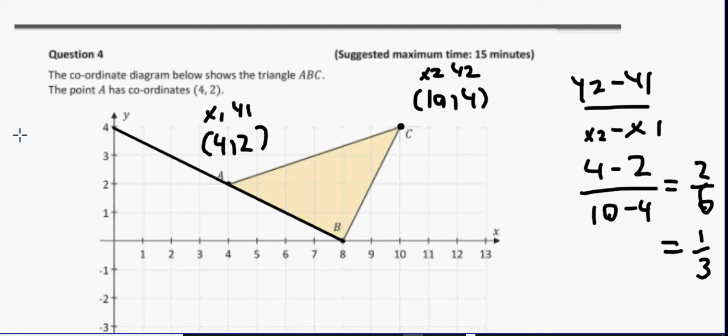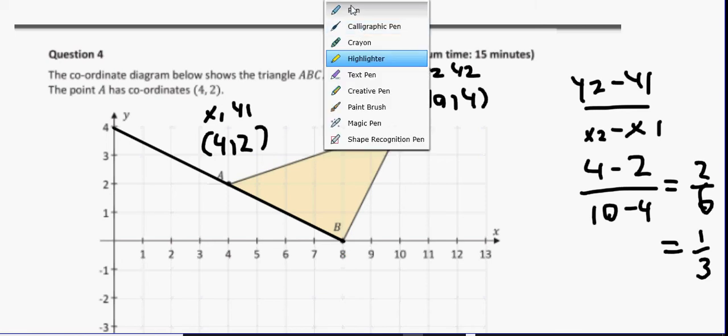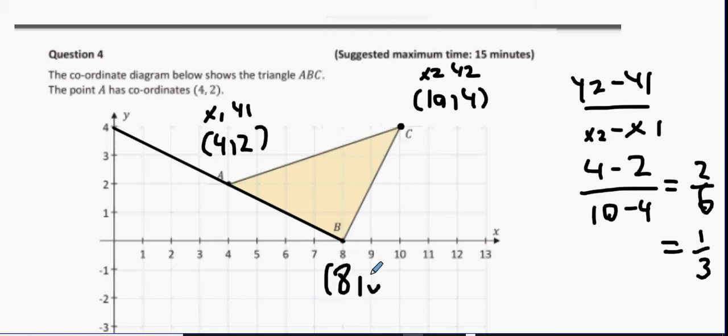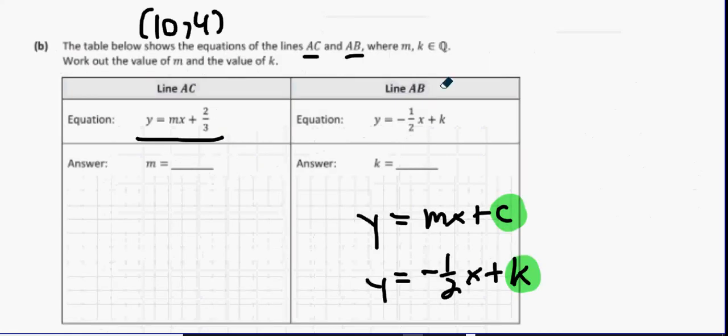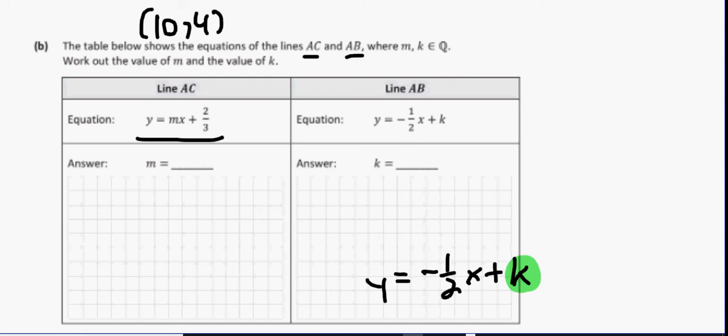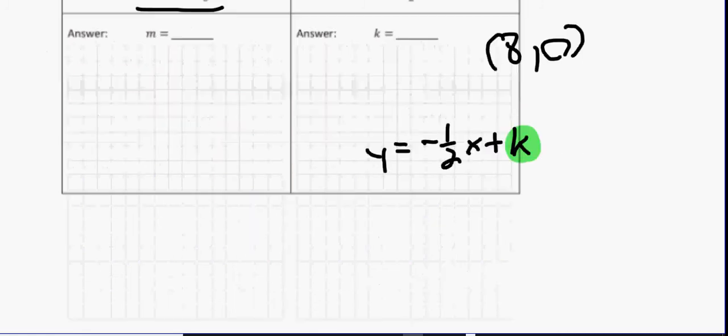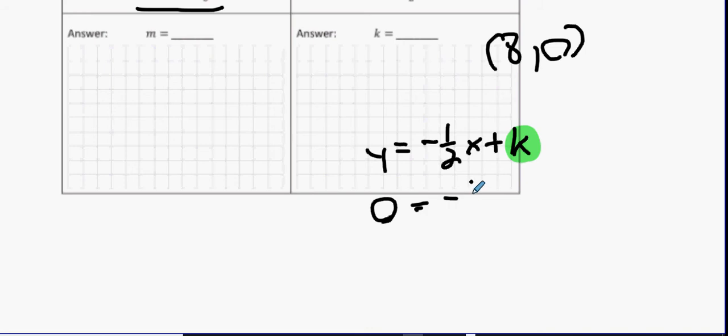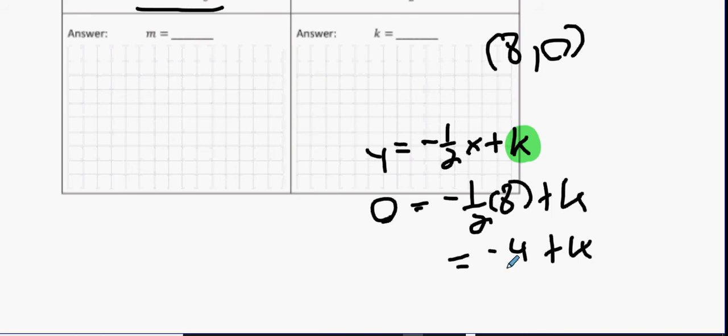However, some of you guys might not have done it that way, which is fair enough. Some of you guys might have just picked the point 8, 0. Many people pick the point 8, 0 and just subbed it back in. You can do that. We'll do that, no bother. Okay, the point 8, 0. X is 8 when y is 0. 0 equals -1/2 times 8 plus k, minus 4 plus k equals 0. And once again, k equals 4 either way.